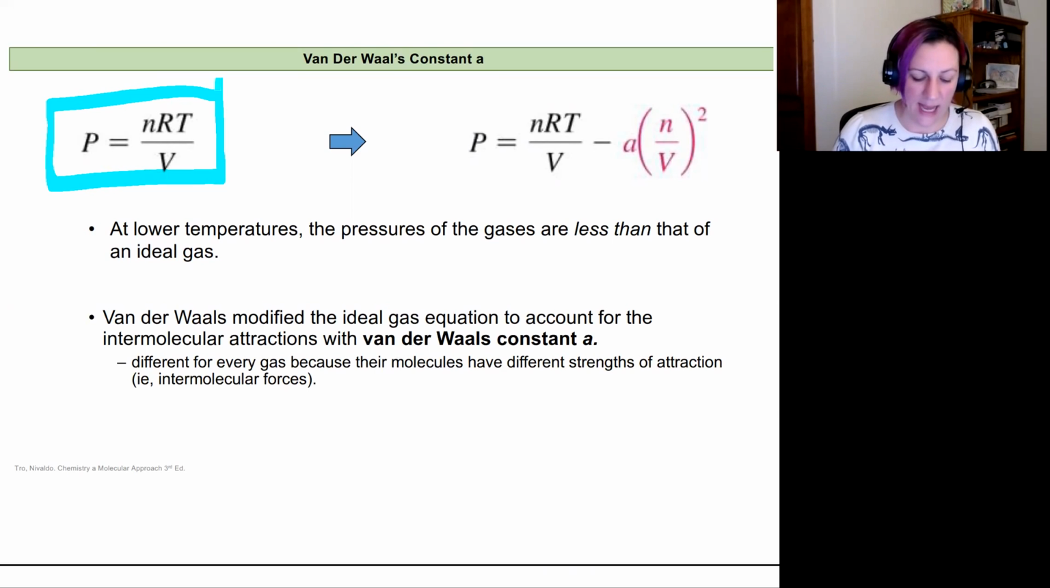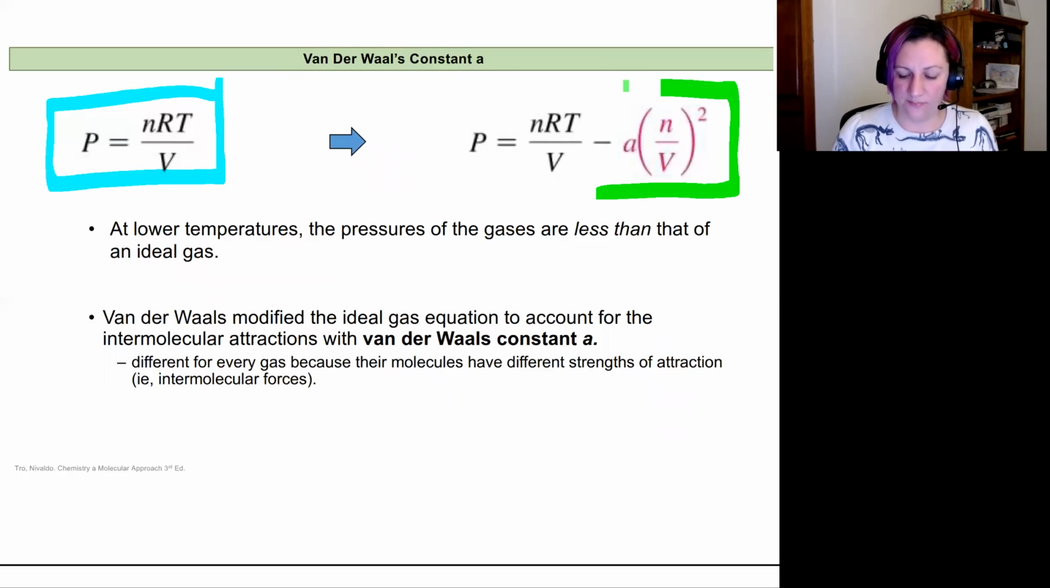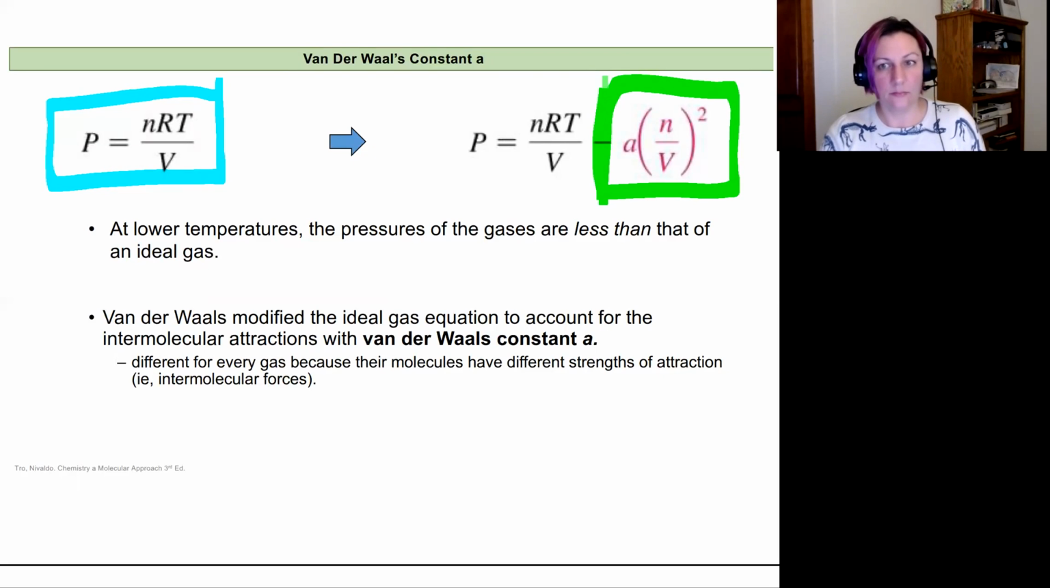And what we're going to be adding is this factor right here, which is going to correct for these attractions and repulsions of our gas particles, creating a longer mean free path. So we're subtracting it because our pressure will be lower than we expect. So this factor is subtracted from just the ideal gas law.